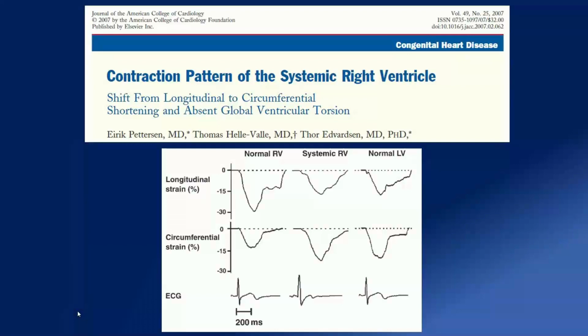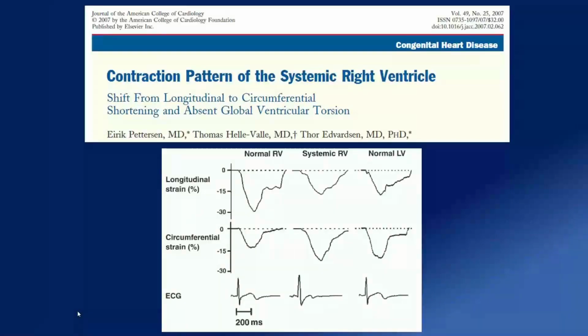This is a very nice study by Erik Petersen. He demonstrated that in normal RV, there is a predominant longitudinal deformation, while circumferential deformation is less. In the normal left ventricle, there is a predominant circumferential deformation with less pronounced longitudinal deformation. Systemic RV behaves more similarly to a left ventricle. Longitudinal strain is reduced while circumferential deformation increases.